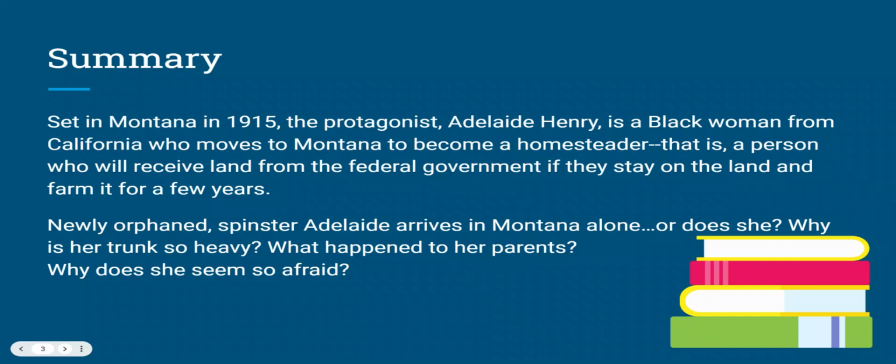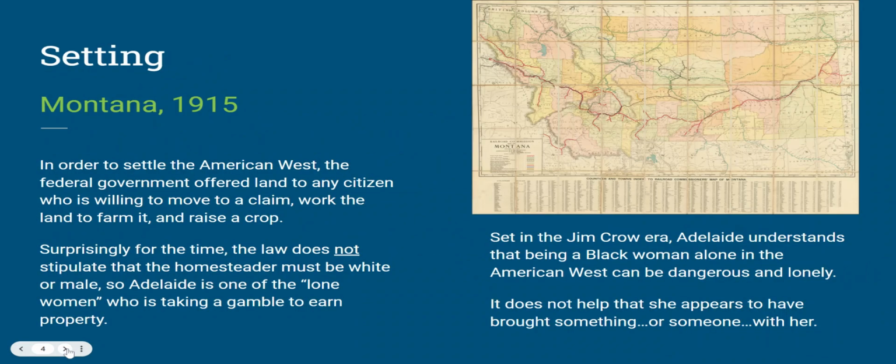Adelaide's parents have just died. She's unmarried and in her late 20s, early 30s. At that point in time, that was considered a spinster, an unmarried woman for life. And she arrives in Montana alone. Or does she? She has a very heavy trunk that everybody has questions about. We don't really know how her parents died, and she seems afraid, so there's a lot of suspense right off the bat that's developed.